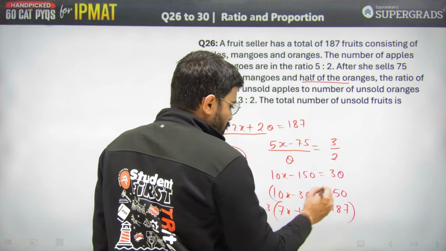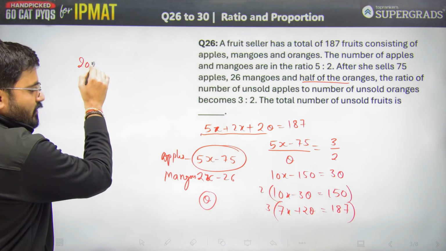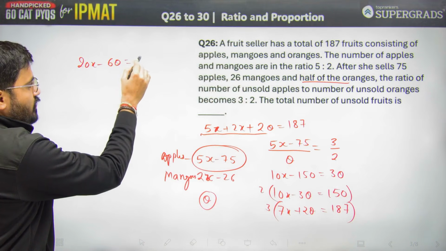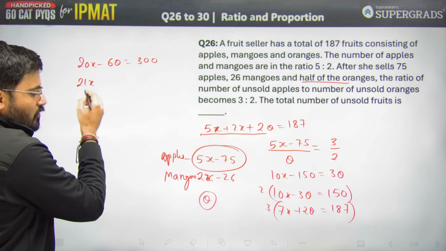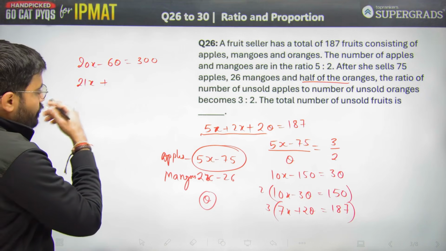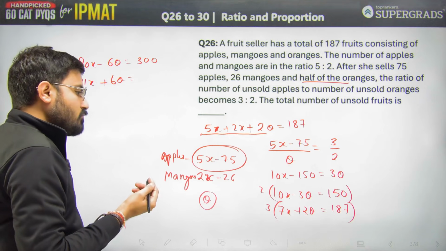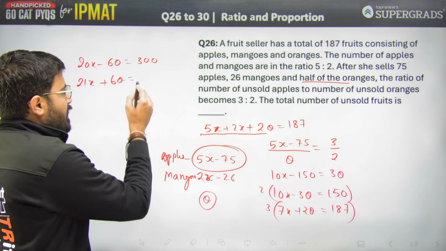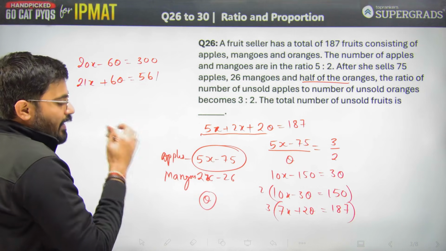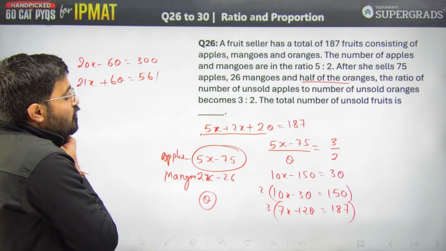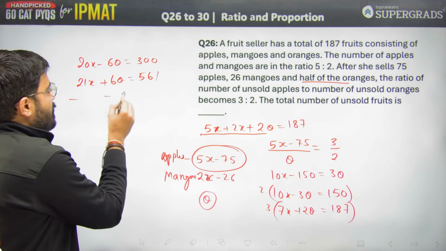Multiplying this by 3 and the other by 2, what do we get? 20x minus 6O is equal to 300, and 21x plus 6O is equal to 187 into 3. That will be 600 minus 39, that is 561. Because 7 into 3 is 21, 2 carry, 8 into 3 is 24 plus 2, 26, 2 carry, 3 into 1 plus 2 is 5.